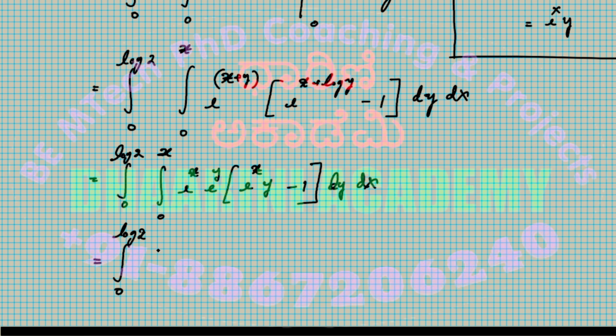Log 2, and 0 to x. So now I'll write the term: e to the 2x into y into e to the y, minus e to the x e to the y.